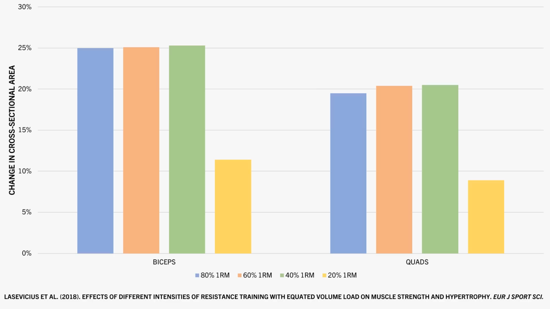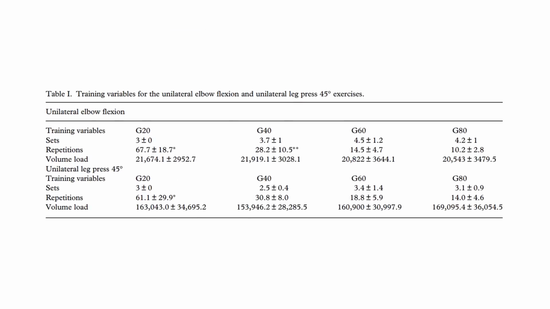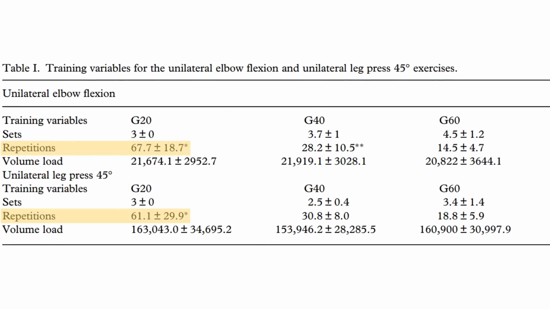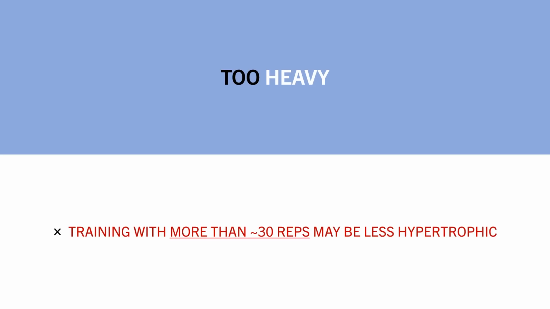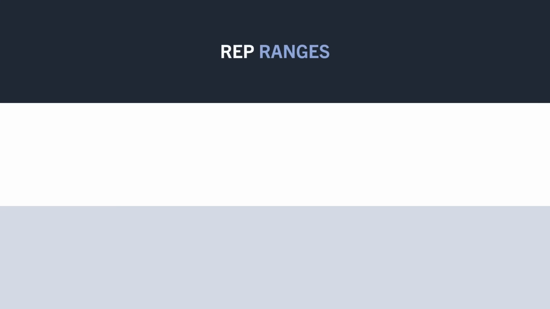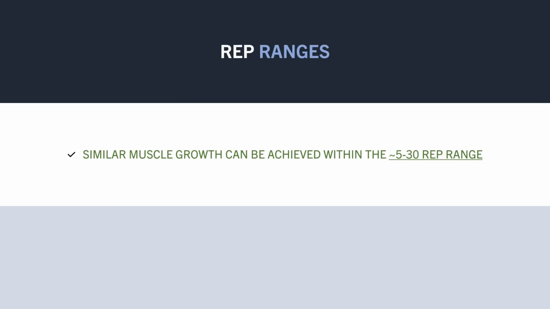However, we can see that the group training with 20% 1RM were performing around 60 to 70 reps per set on average, so this probably is not very practical anyway. So it seems that training with very high rep ranges may compromise hypertrophy. Training with more than around 30 reps per set is probably too light to maximize muscle growth. So overall, it seems that as long as we are training close to failure, we can lift anywhere within the approximate 5 to 30 rep range and achieve similar muscle growth.